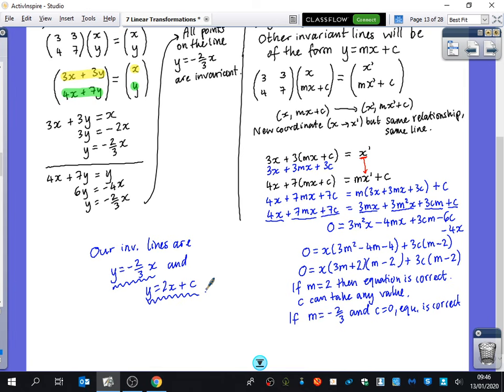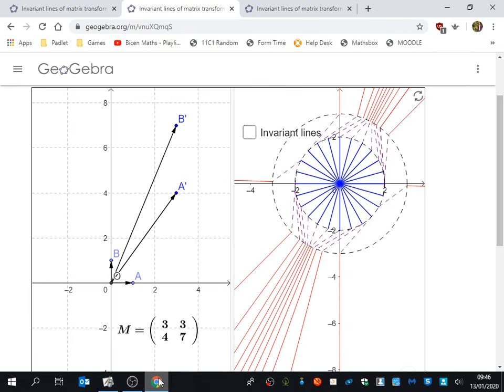So although it's difficult to see in this bit, we can obviously see that y = 2x looks like it's going to be in the invariant line that we've got there. This is a form of y = 2x. And we've also got this one, which is the version of -2/3x. Those are our two invariant lines that we've got. Also, though, if it was y = 2x + 5 or y = 2x - 3, those are also going to be invariant lines as well.